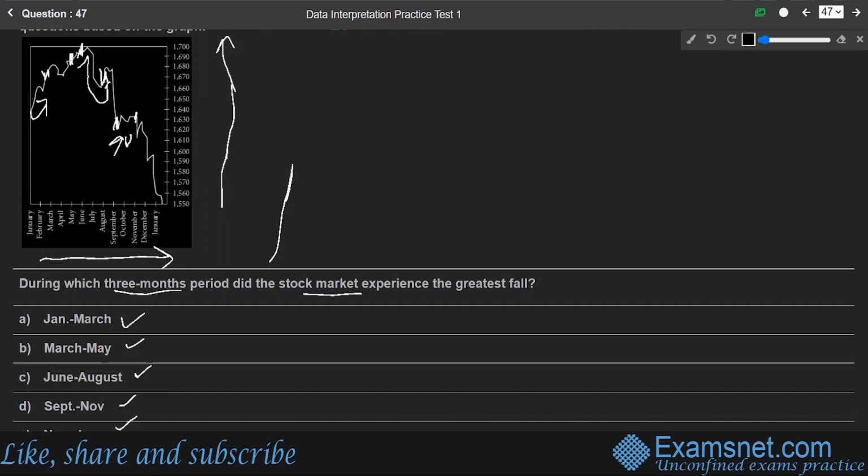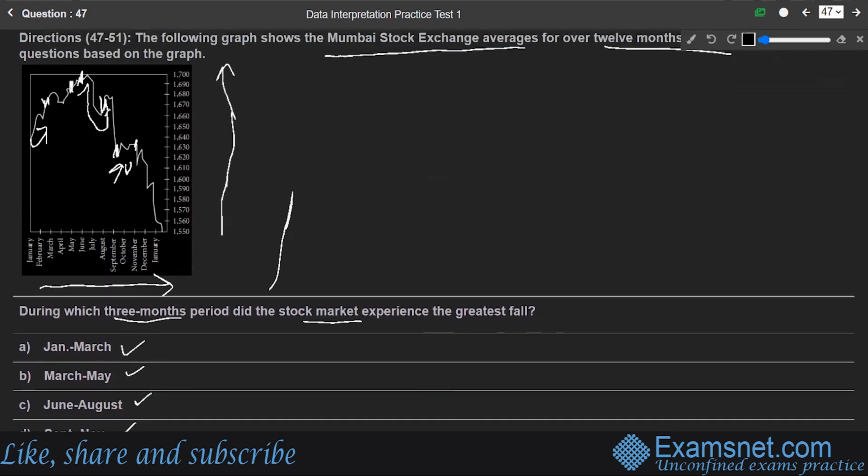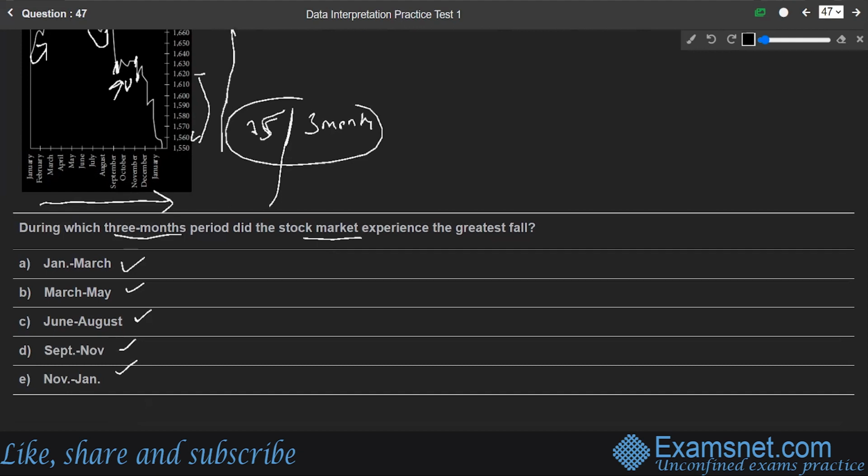But if you see the last option, November to January, November is somewhere here, and then January. You can see a very high drop. The value has dropped from 1620 to suddenly 1550, which is quite a high drop as compared to the other ones. So clearly the graph indicates a drop of 70.5 points in just 3 months consecutively. So clearly, this is the right answer. From November to January, the greatest fall has been registered. That is the right answer.